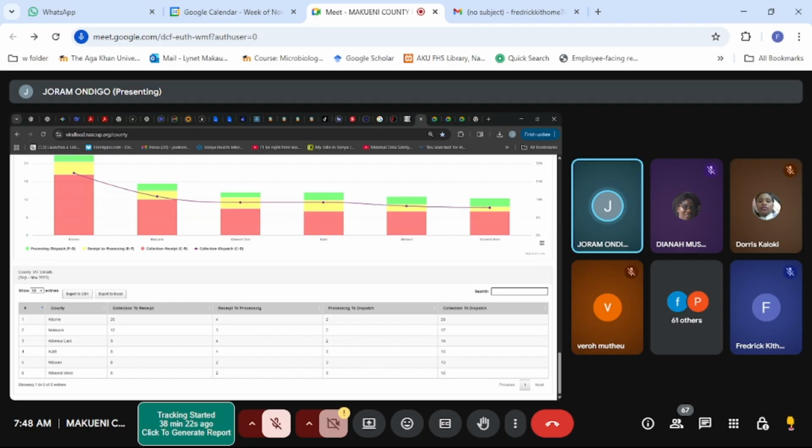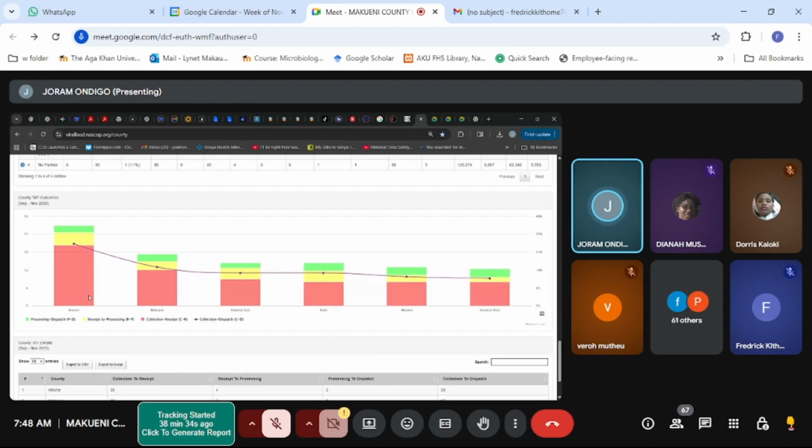Then collection to dispatch. So this is the overall TAT. 28 days for Kilome, not acceptable. It's the closest to the testing lab. Makueni around 17 days, around 15 days, around 15, around 13, around 12. And that is reflected here.